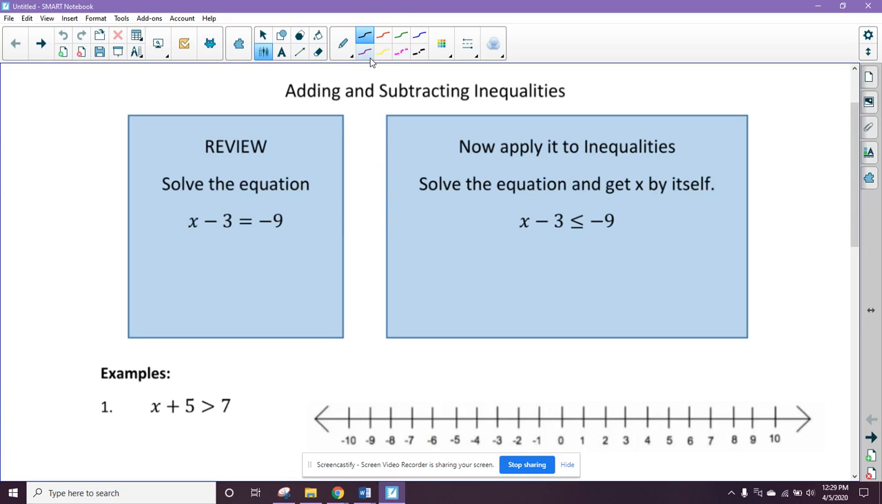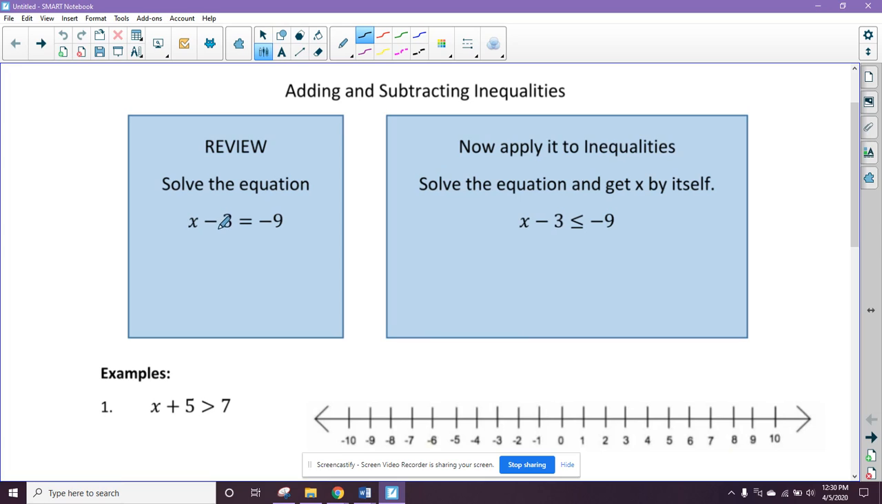Today we are continuing on with solving inequalities, and we're looking at adding, subtracting, multiplying, dividing one-step inequalities. So the first set of problems we're going to look at is just adding and subtracting inequalities. So let's review just solving a one-step equation, first adding or subtracting.